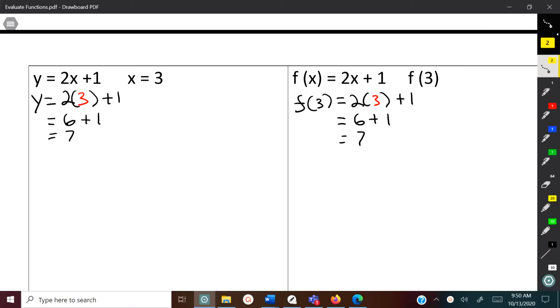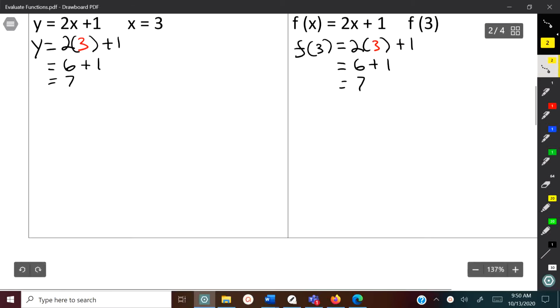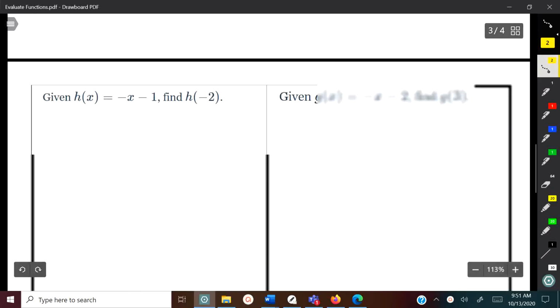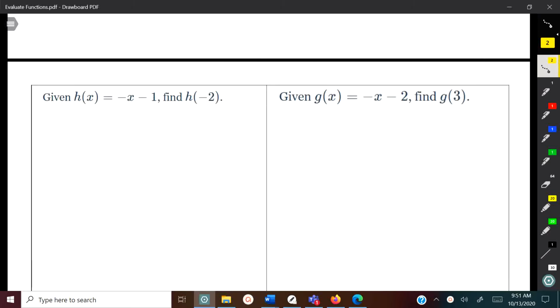Another thing, since we're just dealing with one function at a time right now, because we call it f of x, we can use different letters to name different functions. So let me show you another example. Here you've got two functions. One is g of x and one is h of x. They're just two different functions, but it's the same thing as f of x, so don't let that confuse you.